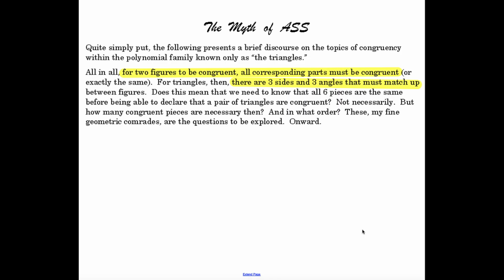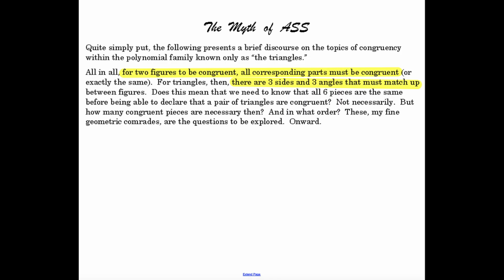We're talking about congruent triangles, and for two figures to be congruent, you can see the outline part there, all corresponding parts must be congruent. Okay, so for triangles, as we just mentioned, that would be three sides and three angles. That's six pieces. The question here is, do we need those six pieces? Do we have to have all six of those pieces? Not necessarily. And so we're going to explore how many pieces we do need.